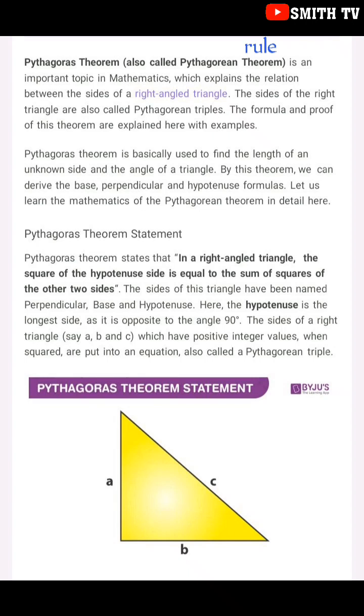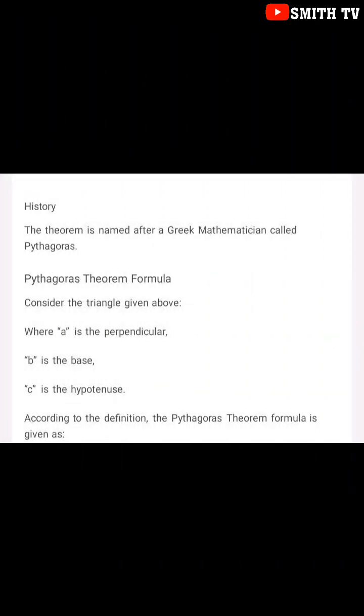The sides of a right triangle ABC, which have positive integer values, when squared, are put into an equation also called Pythagoras triple. Now, a short history of the theorem. The formulation of this theorem came about by a Greek mathematician called Pythagoras.